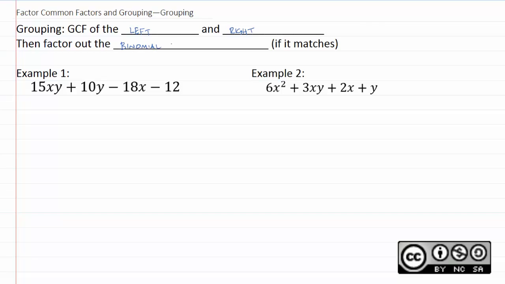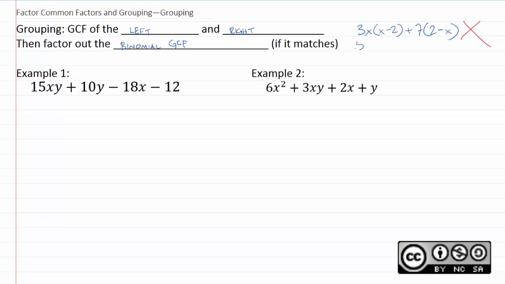But you have to be careful. You can't do it unless it matches. So for instance, if I had something like 3x times (x minus 2) plus 7 times (2 minus x), I would not be able to do anything with those because those two parentheticals don't match. It would actually turn out I have to do something else that I'll get to later.